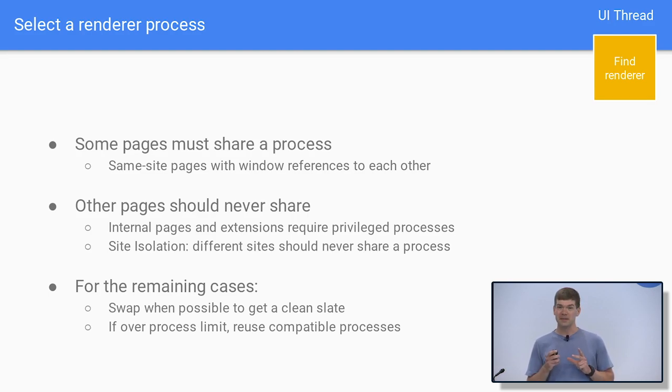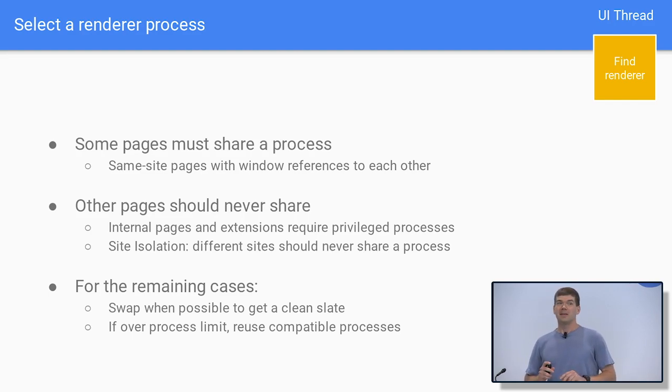So some pages must share a renderer process. And in particular, same site pages with window references to each other. So if I have an a.com page that has a.com iframes, or if it does a window.open to open another a.com tab, all of these frames, the web platform allows all of them to synchronously access each other's DOM, which we cannot do if we put them in separate processes.